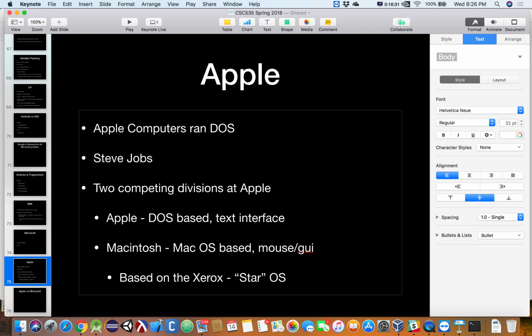Because Apple computers went away, right? The Apple brand of computer, they're all Macintoshes now. So no longer did Apple need Microsoft to give the operating systems for their Apple computers. So you had that breakup.